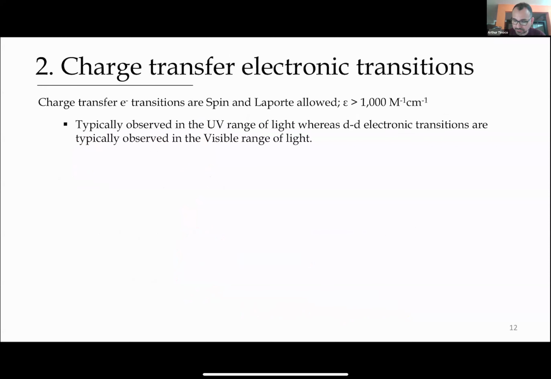The other type of transition that we're going to talk about is called charge transfer. As the name implies, you're transferring charge, going from one entity to another. Since we're talking about metal-ligand interactions, that's what we're referring to: the movement of charge from the metal to the ligand, or vice versa, from the ligand to the metal. It turns out that these types of transitions are in fact both spin and Laporte allowed.